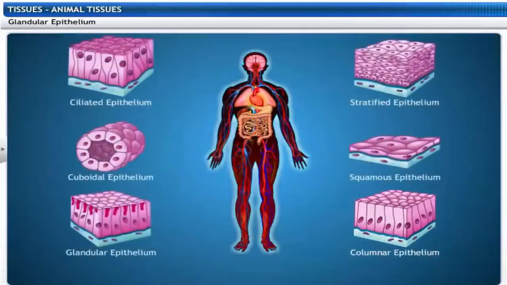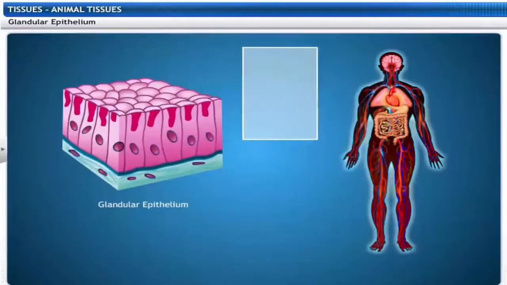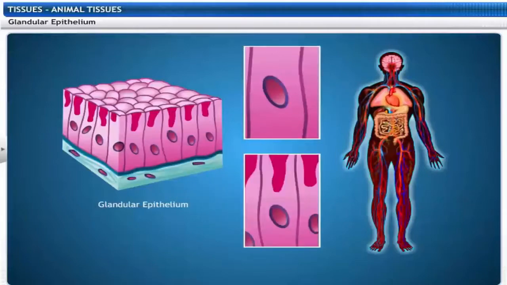These cubical cells belong to the cuboidal epithelial tissue. This tissue is found in the lining of the kidney tubules, salivary glands and thyroid glands, where it provides mechanical support.